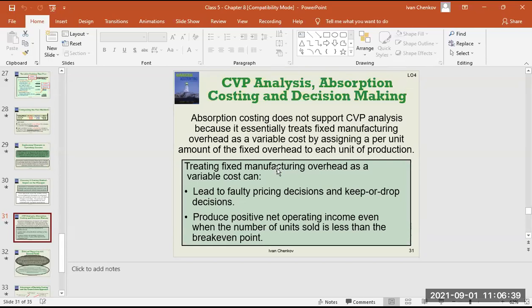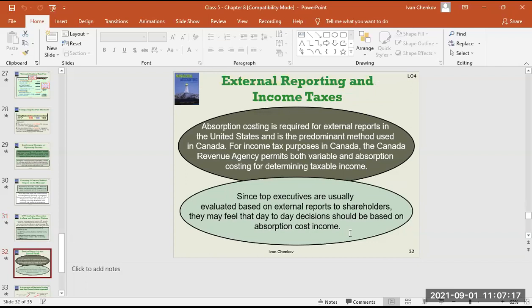Absorption costing doesn't support, obviously, cost volume profit analysis. Why? Because then we have the mix between variable and fixed costs in the product side, whereas in the contribution margin or the variable costing, we can use the cost volume profit analysis. Treating fixed manufacturing overhead as a variable cost can lead to the wrong pricing decision and produce a positive net income even when the number of units sold is less than the break-even. So that creates the problem on the break-even.